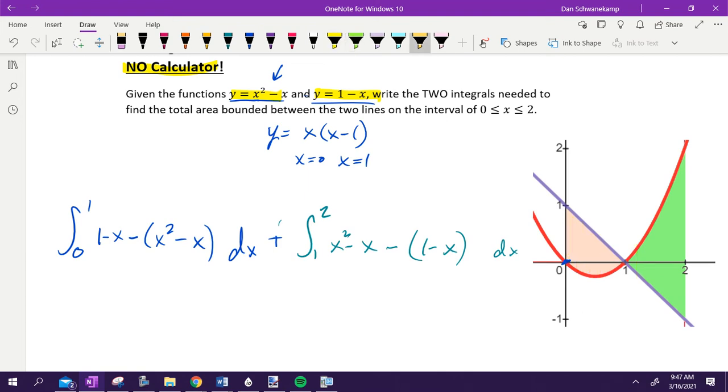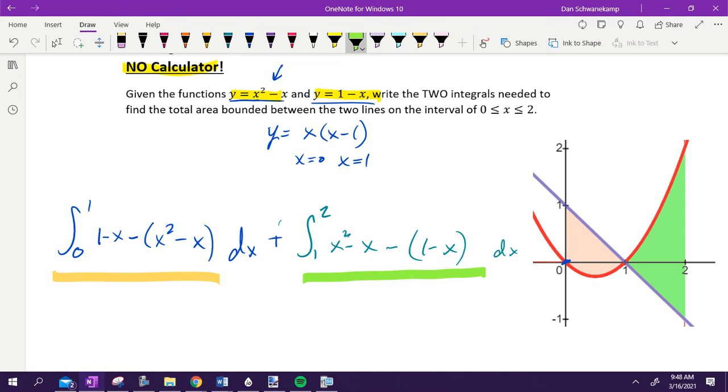This first one, that pink one, is this guy right here where we did top line 1 minus x squared minus x. We intersected from 0 to 1. The second one is x squared minus x minus 1 minus x. So the red minus the purple, we're going from 1 to 2. Once you set that up, that's going to be a lot of your points.